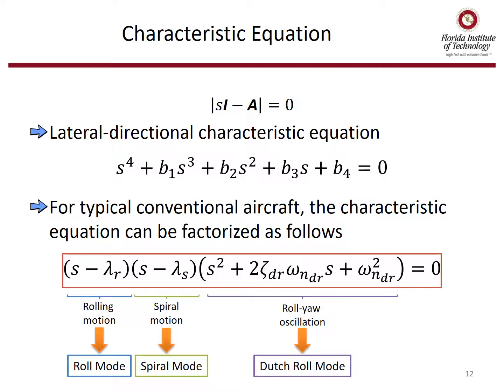We can use Cramer's rule to solve the determinant, and it ultimately is going to result in a transfer function with a fourth order denominator with b coefficients that we could derive similar to what we did in the longitudinal case. But we'll skip that for now and jump right to the idea that that fourth order polynomial can be factored into a second order polynomial and two first order polynomials. The first order polynomials can be broken into a roll mode, a spiral mode, and then the second order polynomial will be known as the Dutch roll mode.